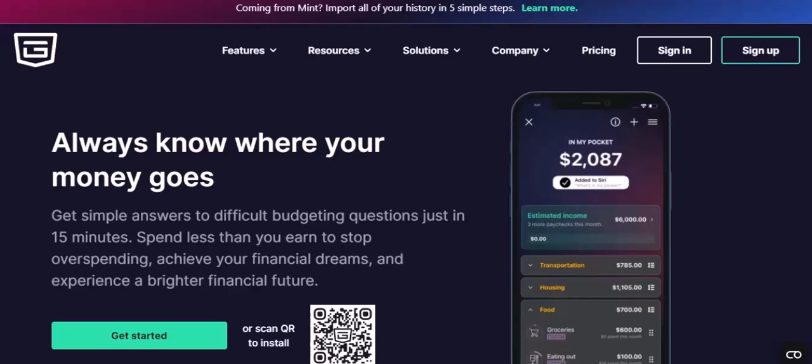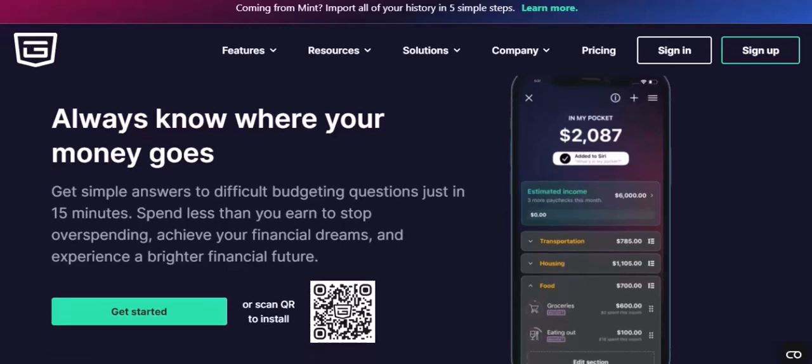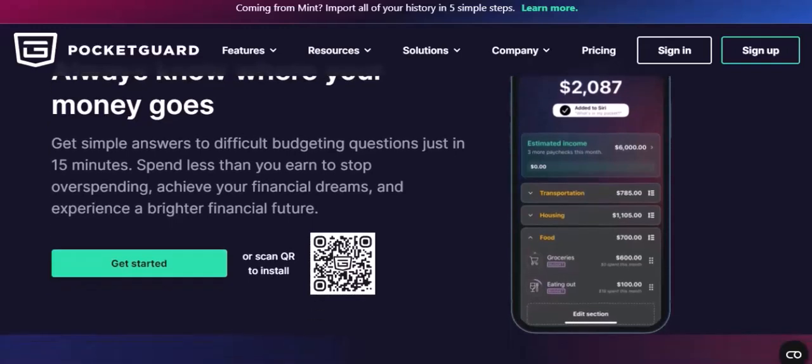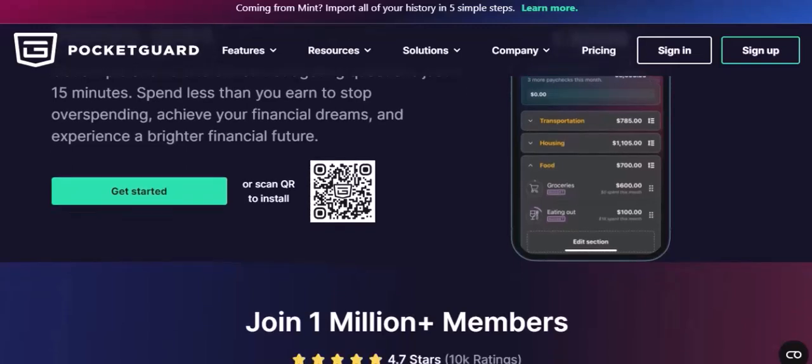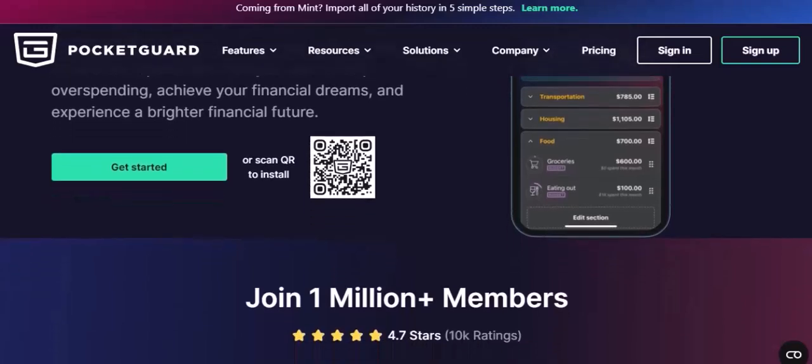Con 3. No investment tracking. If you're someone who invests, PocketGuard might not be the best option for you. It doesn't have any features for tracking your investments, which can be a major drawback if you're trying to get a complete picture of your financial health.